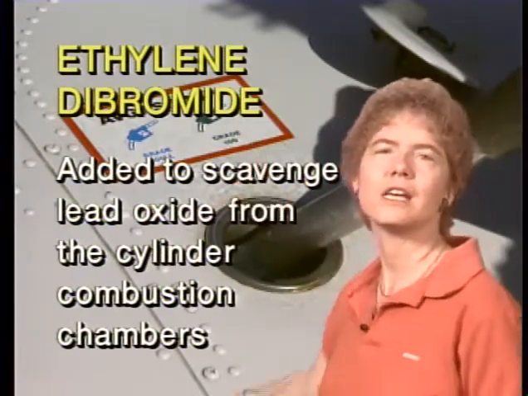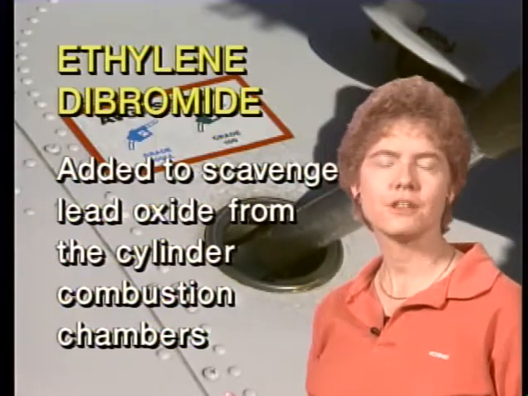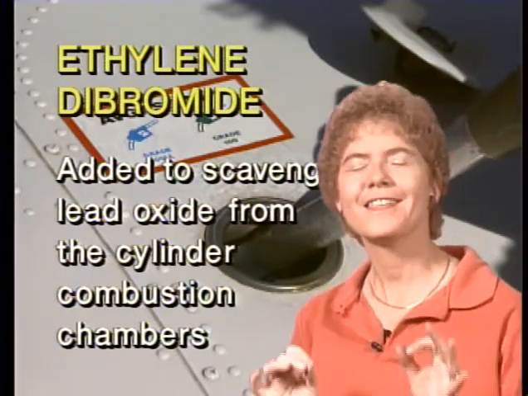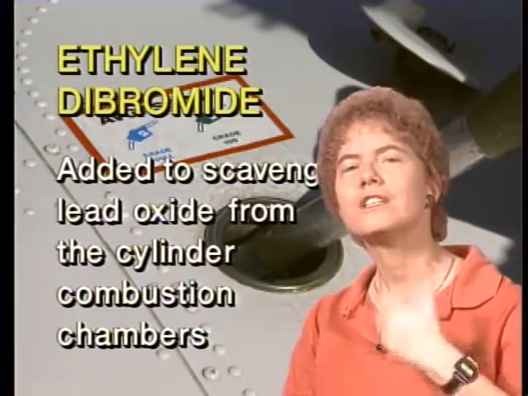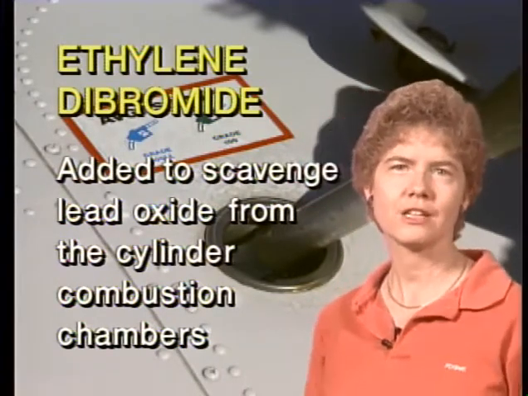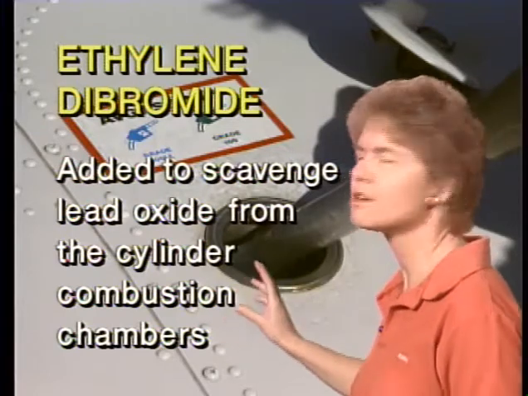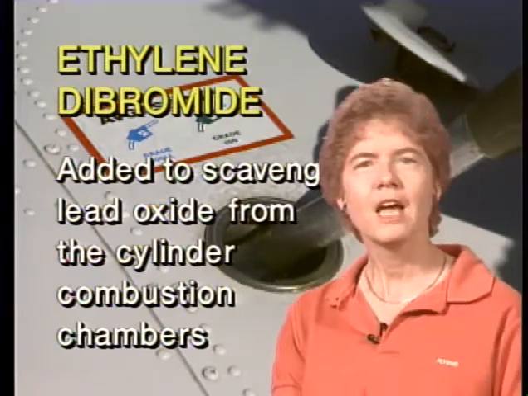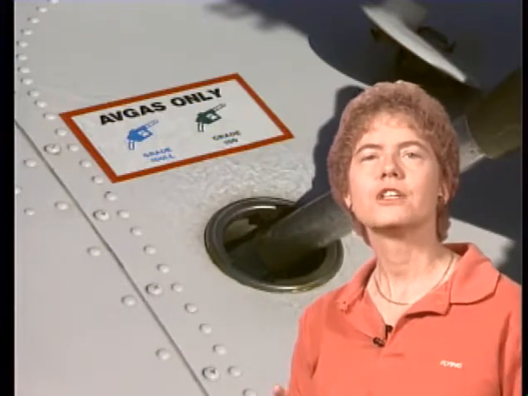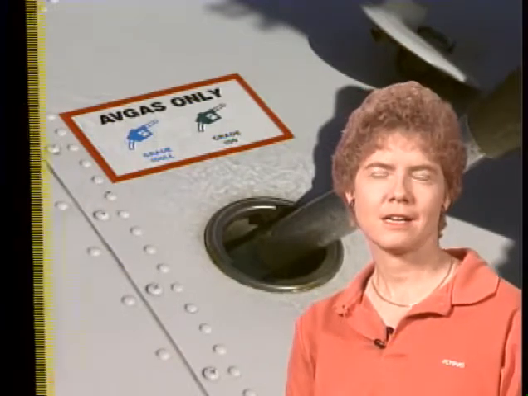Ethylene dibromide is added to all the grades of aviation gasoline, and the purpose of adding it is to scavenge the lead out of the engine, to scavenge the lead oxide from the cylinder combustion chambers. Now, the purpose of putting that tetraethyl lead in is to help control detonation.